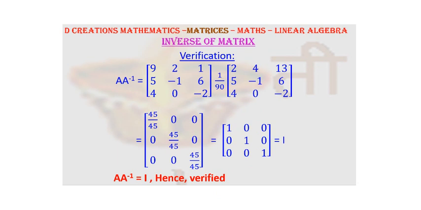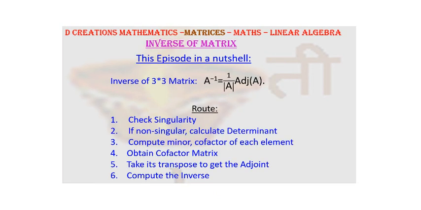So what is the takeaway of this video? Basically, this is the formula. A inverse is adjoint of A divided by determinant of A. The route that one needs to follow is checking the singularity. That means checking the determinant. If the determinant is non-zero, that means if the matrix is non-singular, we can find out the inverse by computing minor, cofactor, formulating a cofactor matrix, taking its transpose to get the adjoint, and the final step is computing the inverse.